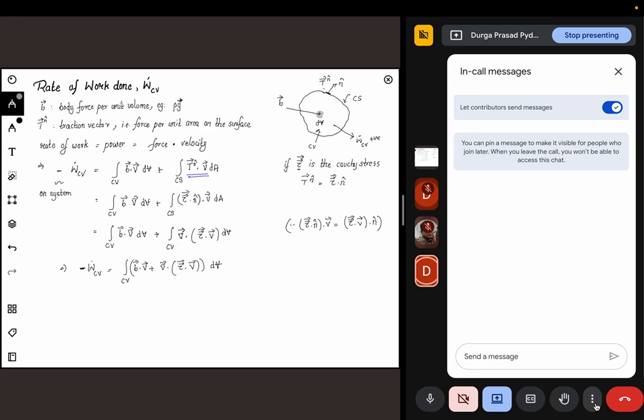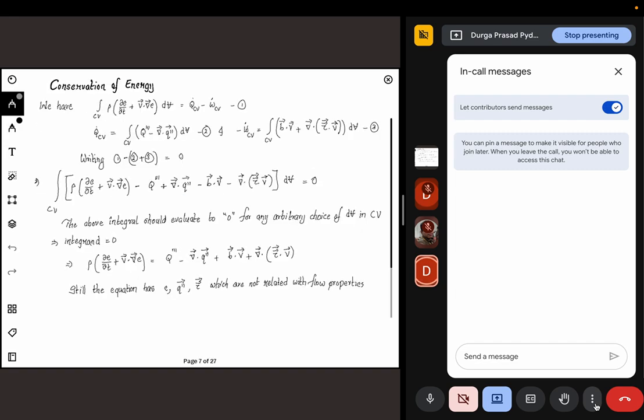So I have W dot CV in terms of B and tau. But B is the body force, which is something external, like gravity, which will always be given to you. But tau is something that we do not know. Tau is a tensor, but if we can relate it to the other flow properties, then the entire equation is something that we will be able to solve. Currently in this form, we will not be able to do anything further.